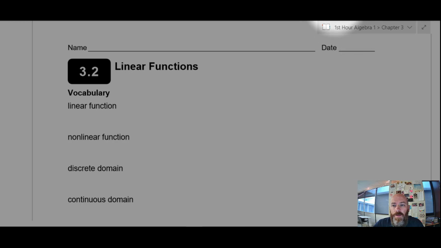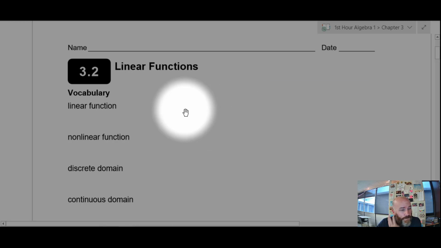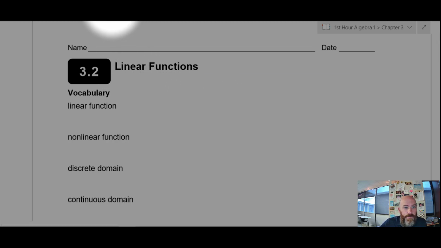All right, good morning. So we are going to go over 3.2, just the first part of the notes today, just the first part. And let's go over some vocabulary that you are going to hear for today and for the next lesson.